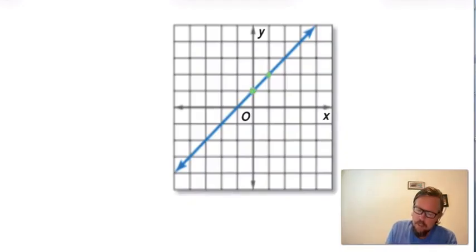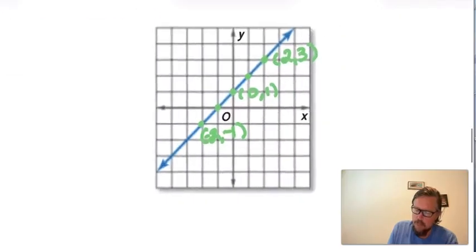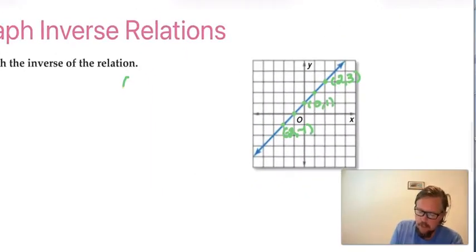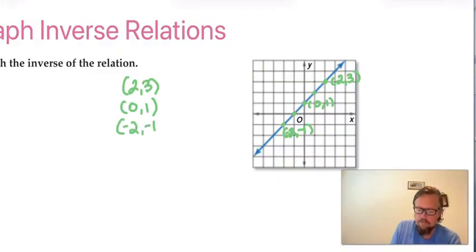So here's a few of them. Remember, to graph a line, we just really need 2 points. So let's just get a few of them. This one right here is going to be 0, 1. Let's use this one right here. This is 2, 3, it looks like. And let's just go ahead and get one more just because. This is, let's do -2, -1. Okay, so the points for our original relation are 2, 3, 0, 1, and -2, -1.